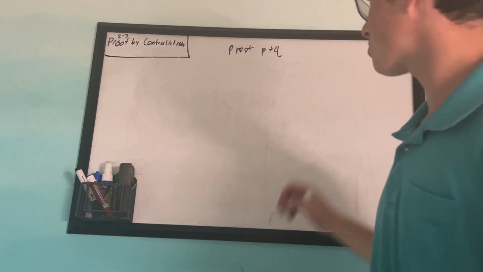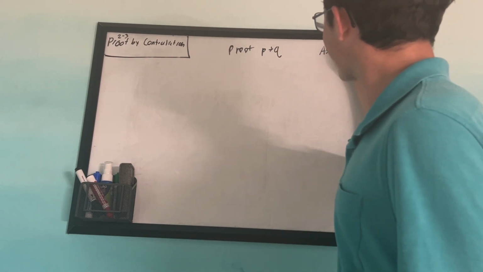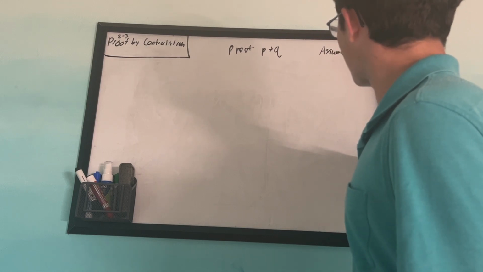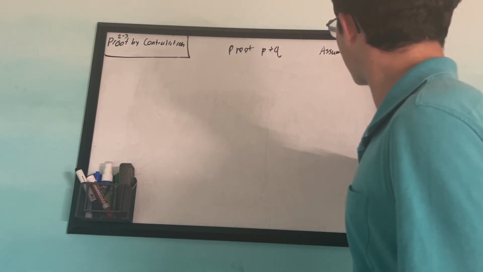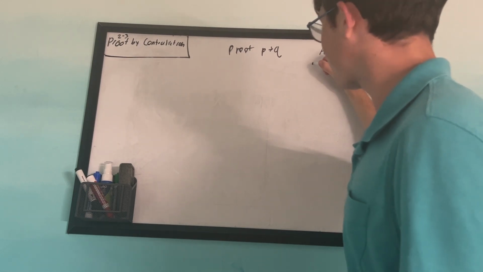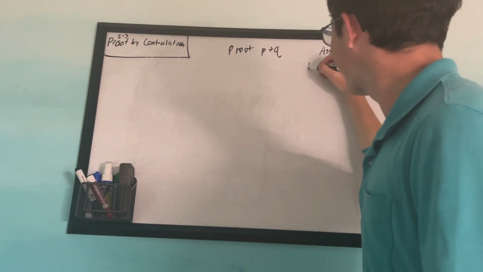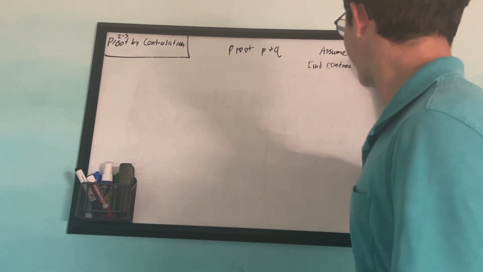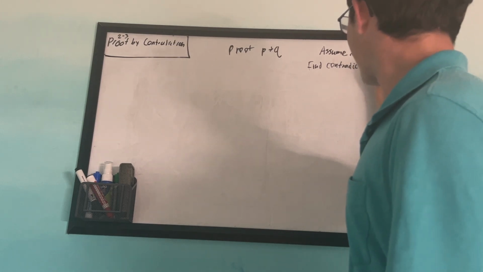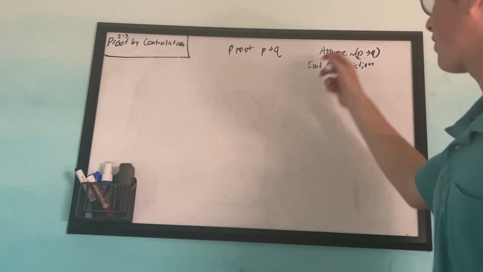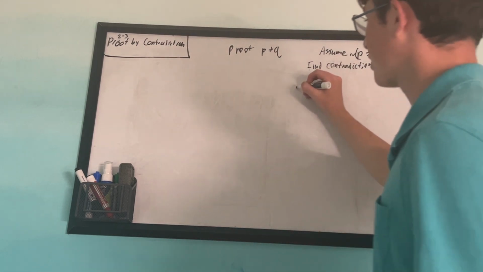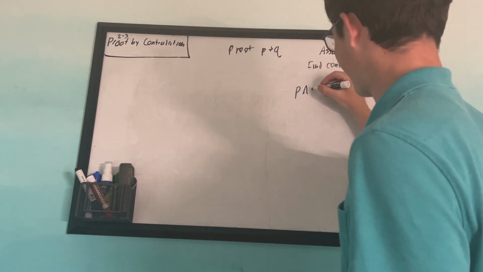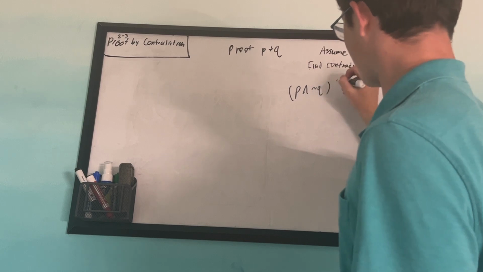So what we would do is we assume not (P then Q), and then we'll find a contradiction in the proof. And so if you remember, the negation of this is P and not Q.